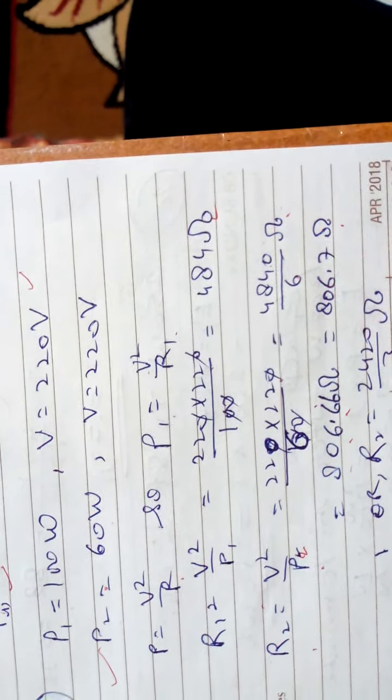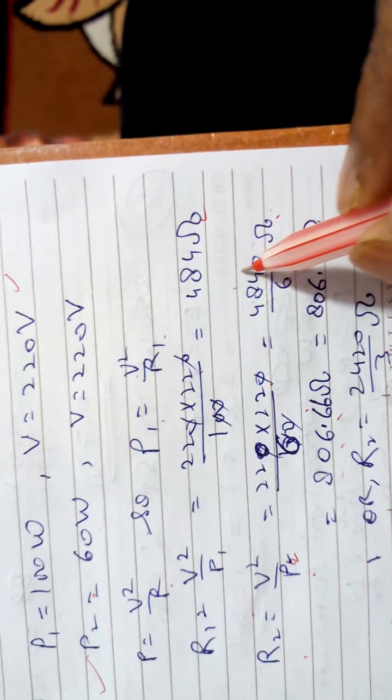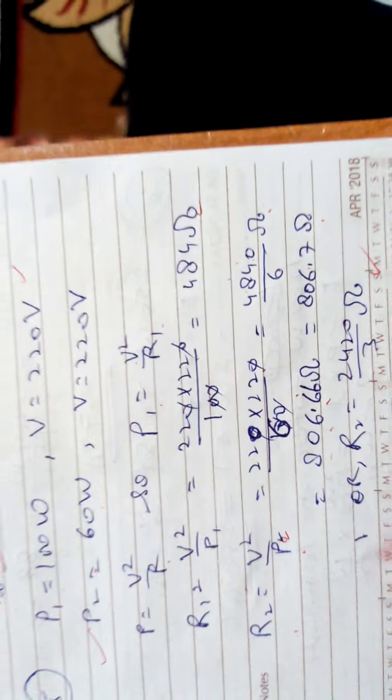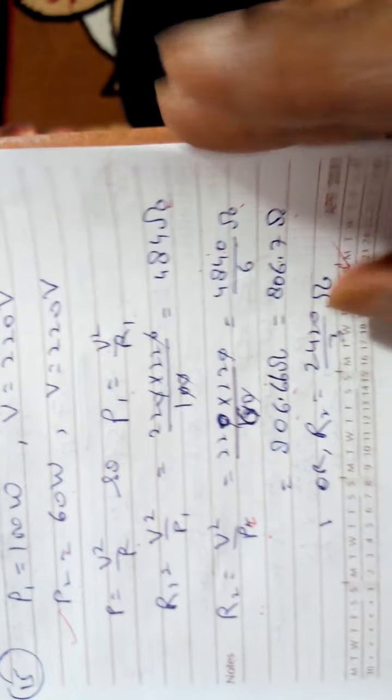R is 806.7. Or you can write it as a fraction, simplify by 2: 2 to the 4, 2 4 the 8, 2 to the 4, 2 3 the 6, 2420 by 3 ohm. It is the resistance of the second lamp. Now both are connected in parallel.